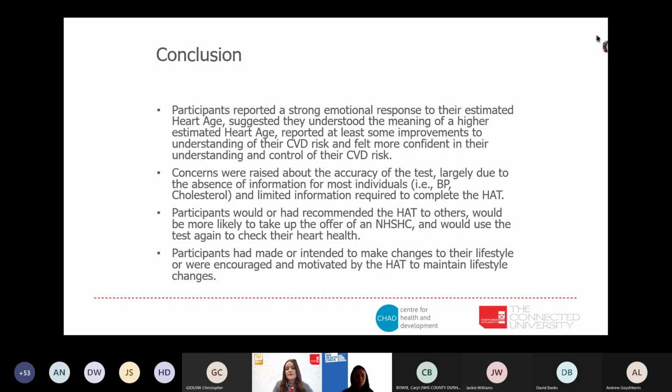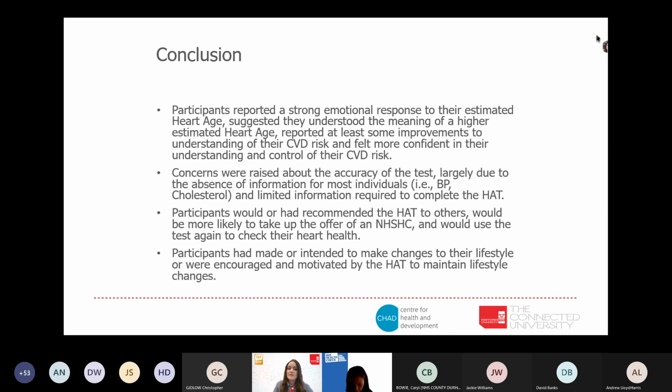So to conclude, the evaluation showed that participants had a strong emotional response to their estimated heart age. They understood the meaning of a higher estimated heart age. They reported at least some improvements to understanding of their CVD risk, and they felt more confident in their understanding and control of their risk.